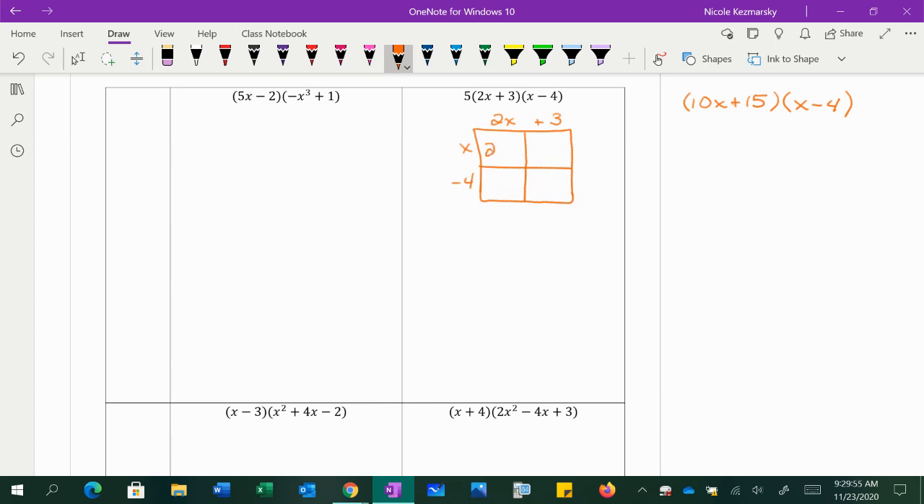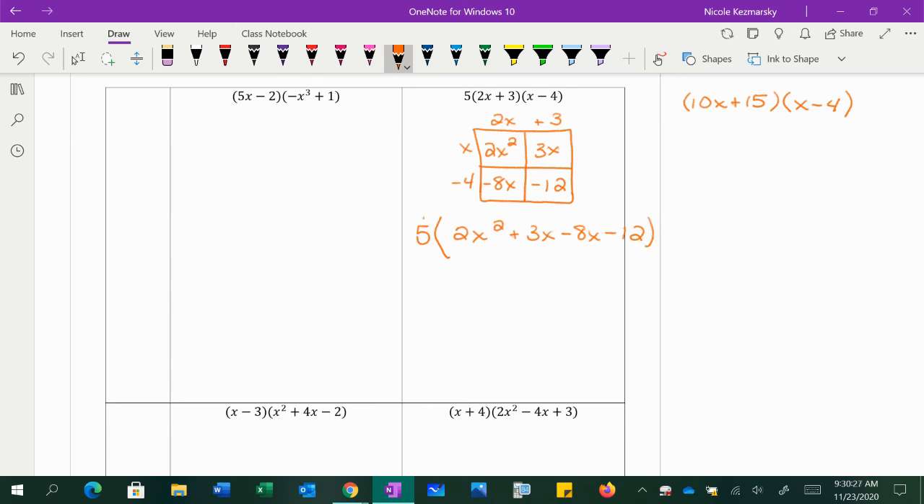2x times x is 2x squared. 3 times x is 3x. 2x times negative 4 is negative 8x. And then 3 times negative 4 is negative 12. And when I write my answer, I'm going to put that 5 down here and then put my terms inside parentheses. So 2x squared plus 3x minus 8x minus 12.